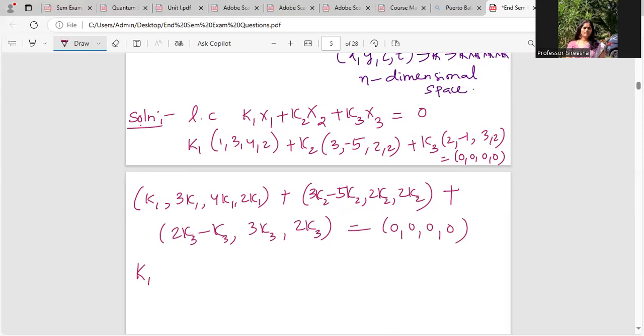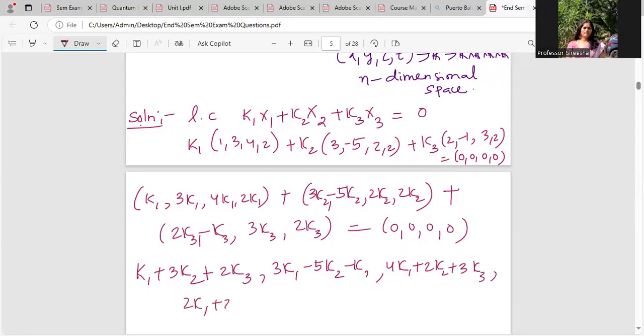So it looks something like this. K1 plus 3K2 plus 2K3, comma, 3K1 minus 5K2 minus K3, comma, 4K1 plus 2K2 plus 3K3, comma, 2K1 plus 2K2 plus 2K3. This is what I have on the right hand side. This is equal to 0, 0, 0, 0.